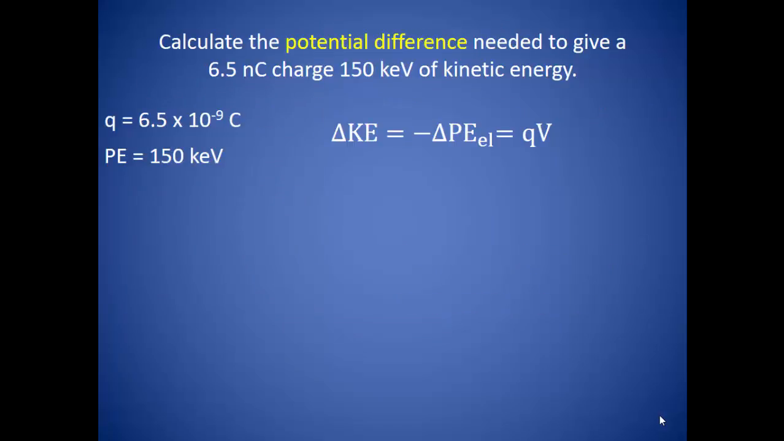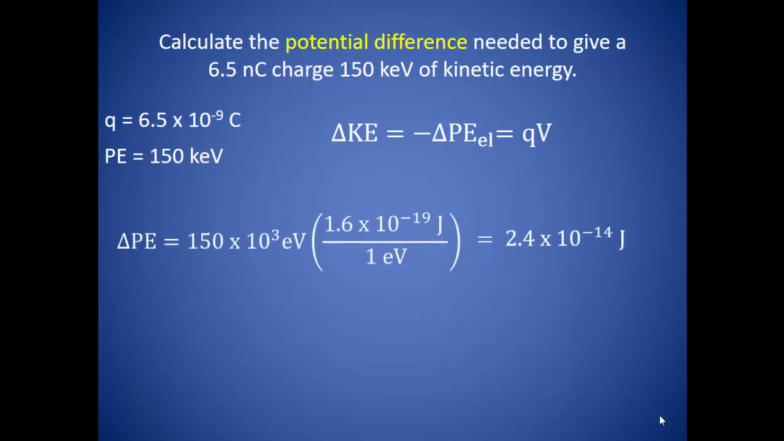So let's calculate the potential difference needed to give a 6.5 nanocoulomb charge 150 kiloelectron volts of kinetic energy. Okay, well, before we do anything, we need to convert that amount of energy from electron volts into joules. Because even though the electron volt is handy for stating the energies of tiny particles, it is not a proper SI unit. So for calculations, electron volts need to be converted into joules.